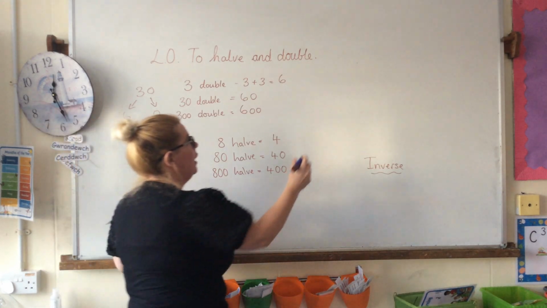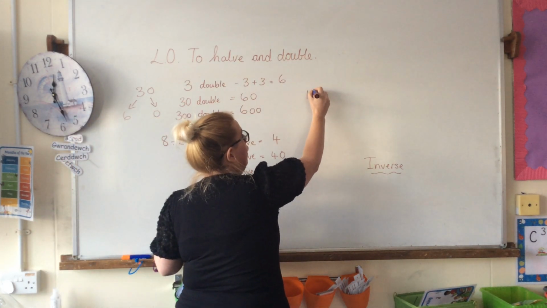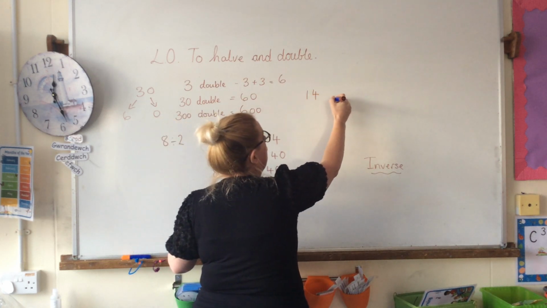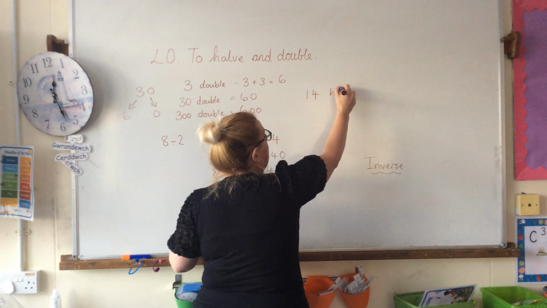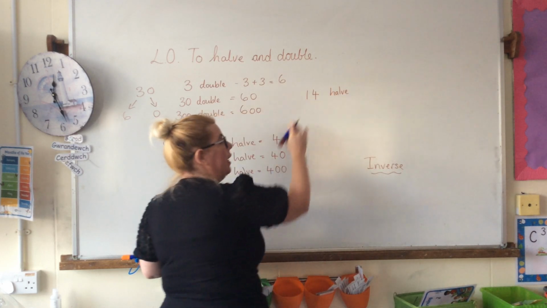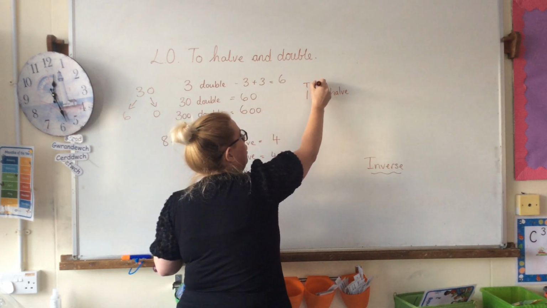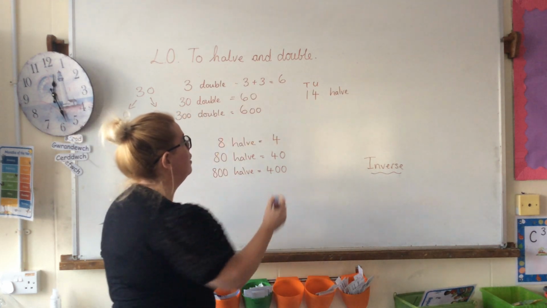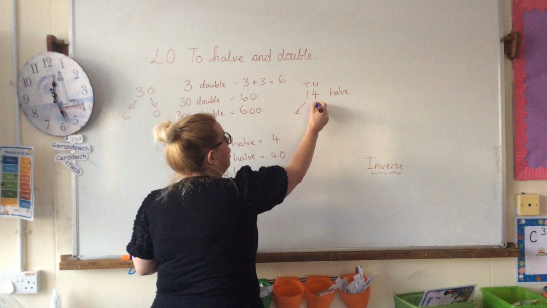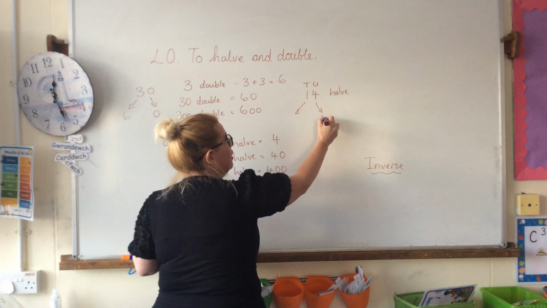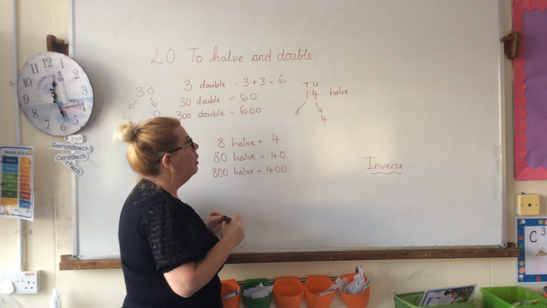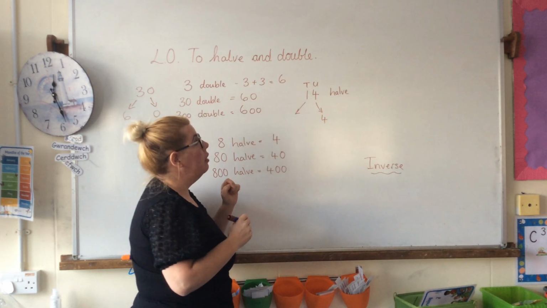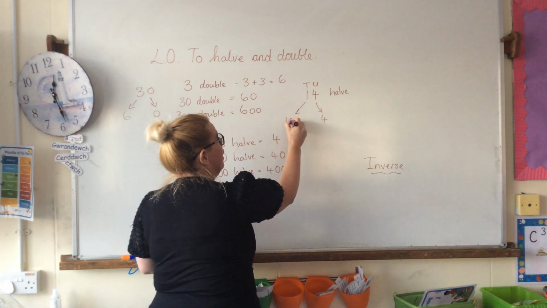So for example, if we had the number 14 and we wanted to halve 14, we take it as a tens and a unit. Remember we did place value last week, okay? We were looking at tens and units. So this would mean it's 4 units, so it's 4 on its own, okay? But this is 1 ten, so we put a 10.